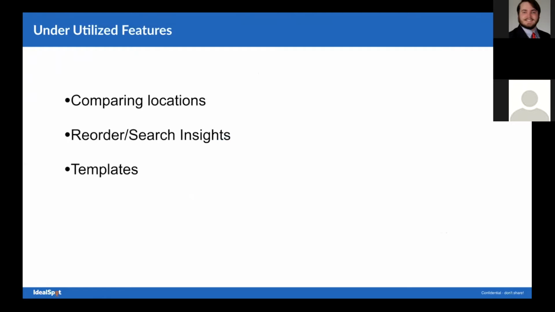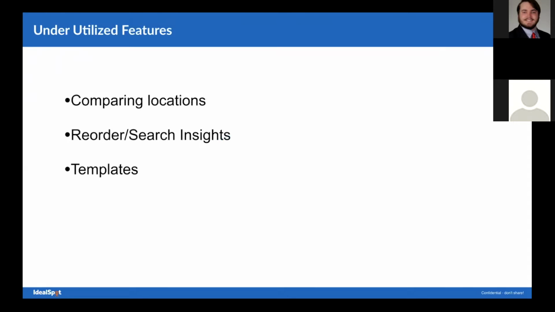So the 3 features that we're going to go into today is first comparing locations. This is a crucial feature that is often overlooked. It allows us to compare more than one of any location. It can be your location, can be a competitor's location. If you have the address, you can run it through IdealSpot and compare that to anything else.